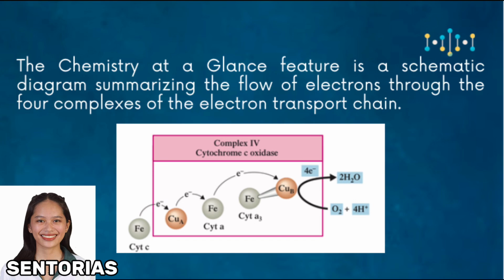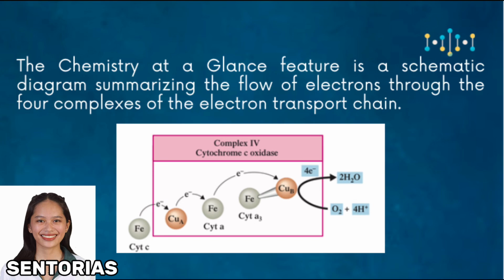Iron. The iron ions in the cytochrome components, site A and site A3, play a crucial role in the electron transfer process. Copper. There are two copper ions, copper A and copper B. The copper A accepts electrons from cytochrome C. The copper B participates in the reduction of oxygen.